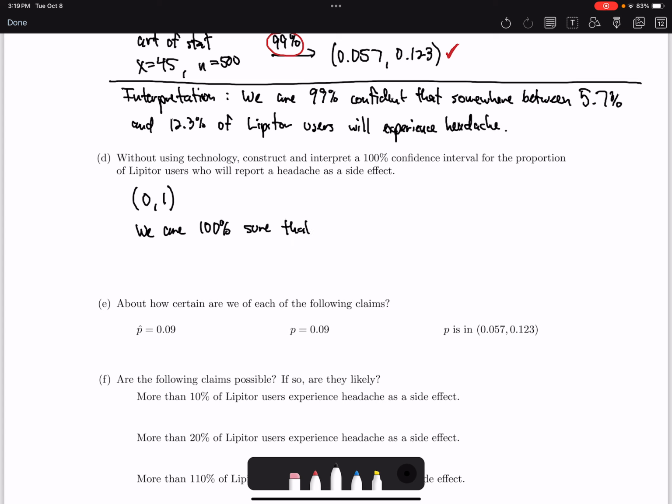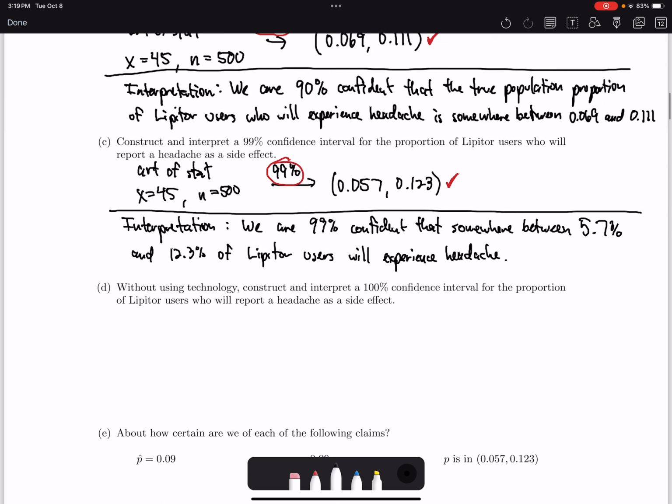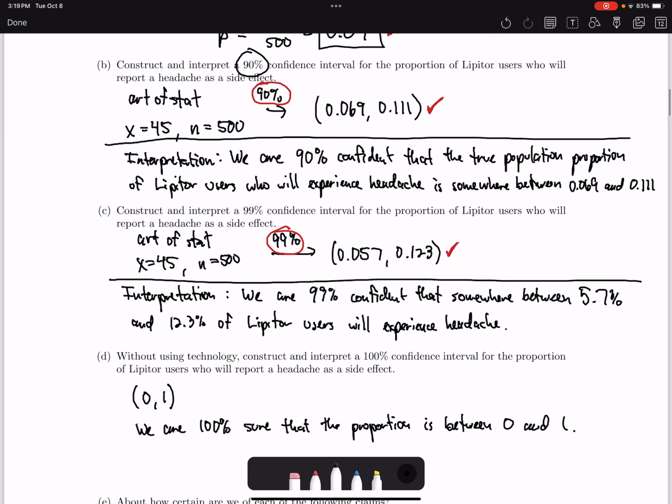that the proportion is between 0 and 1. Okay, that doesn't really give us any useful information, but we can be 100% sure of it, right? So the more specific you want to be, the less precise you can be, right? The more confident you want to be, the less precise you're able to be about your estimates.